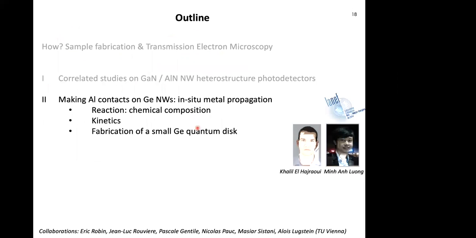So now I would like to come to the second part of the talk, and this is making aluminium contacts on germanium nanowires using in-situ metal propagation. So we will look at the reaction, the chemical composition of the reacted product, the kinetics of the reaction, and finally that we can fabricate a small germanium quantum dot or disk in such a structure. And this work was started in the PhD of Khalil, and then mainly done in the PhD of Min-An Leong in collaboration with colleagues from CEA and Technical University of Vienna.